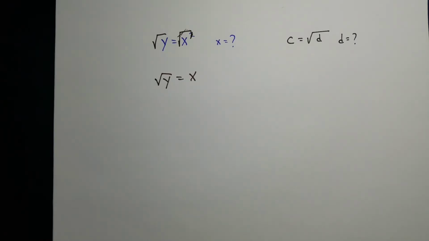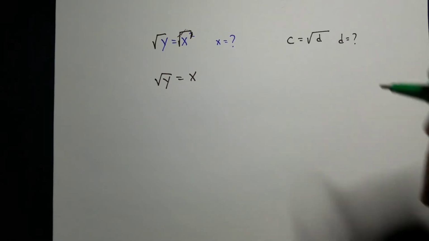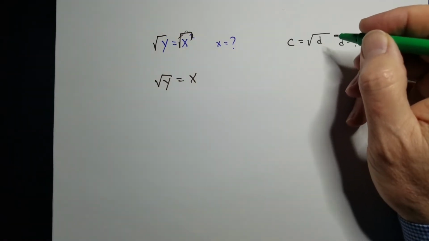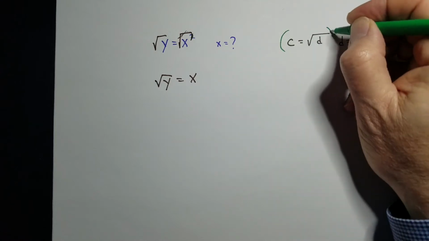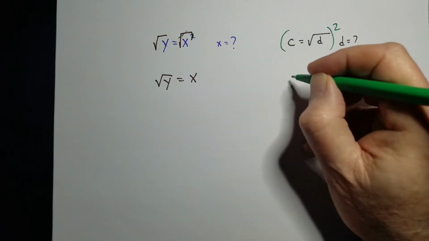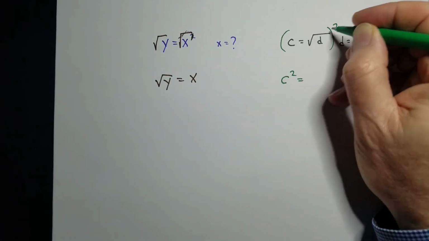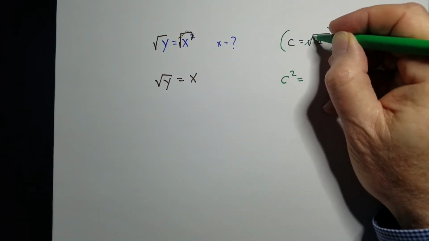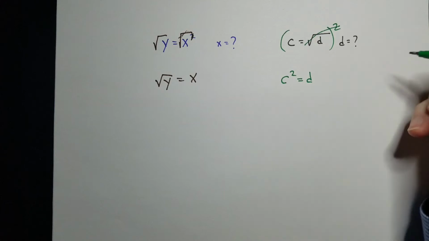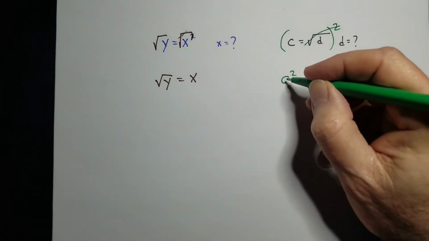What if we got a square root? We can do the same thing. In this case, I need to get rid of the square root. So that means I want to square everything. So that's going to be c squared equals, square and square root cancel each other out. And we just get d on this side. So d is equal to c squared.